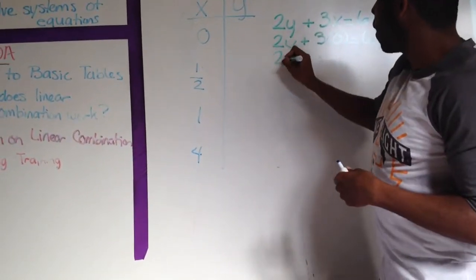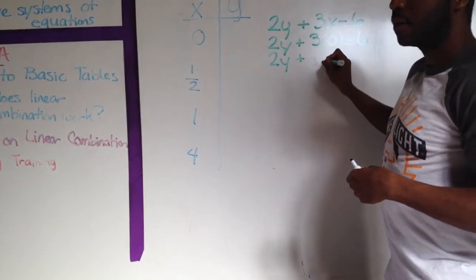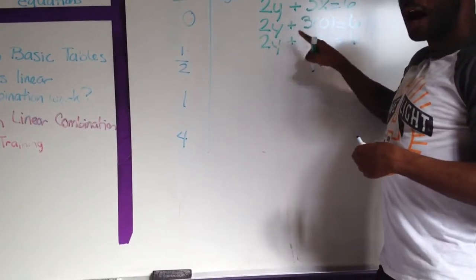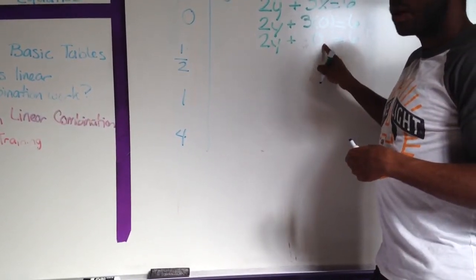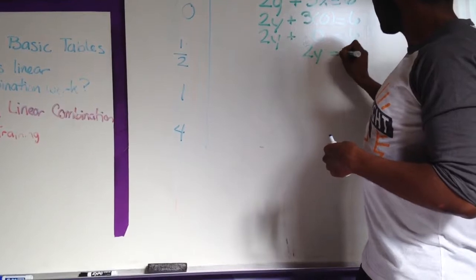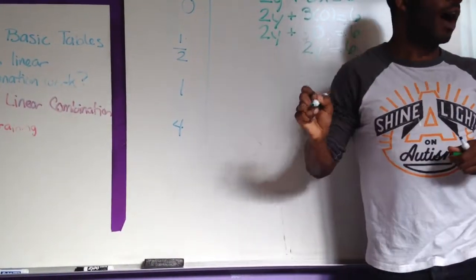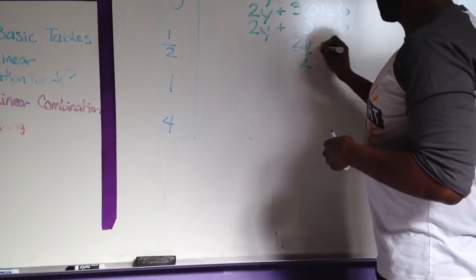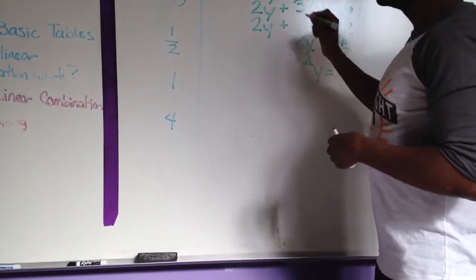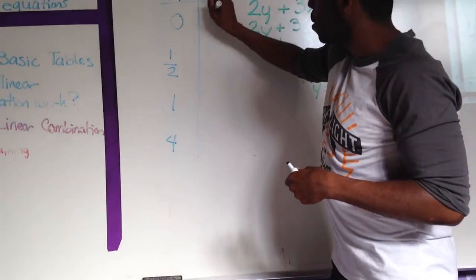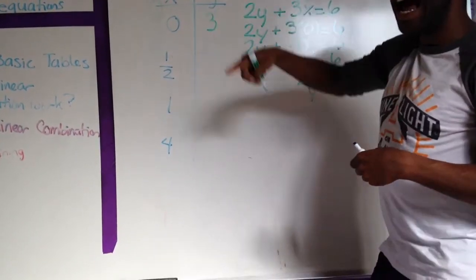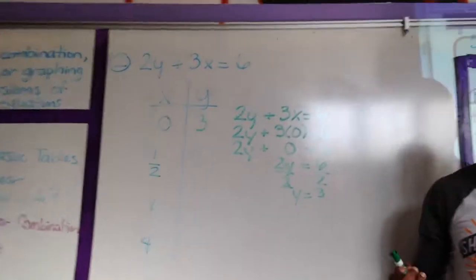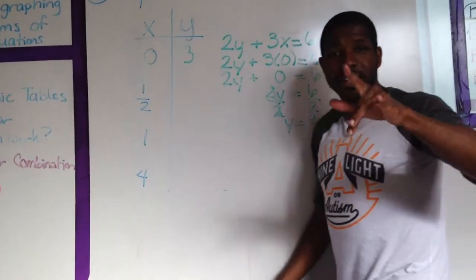Then I have 2y plus, what's 3 times 0? 0. Equals 6. What's 2y plus 0? 2y. 2y equals 6. How do I solve for y? Divide by 2. And y equals 3. So that means I know it's 0, 3. What did I have to do throughout this whole thing? I just had to substitute, okay? Now, for today, you can pause, Tyra.